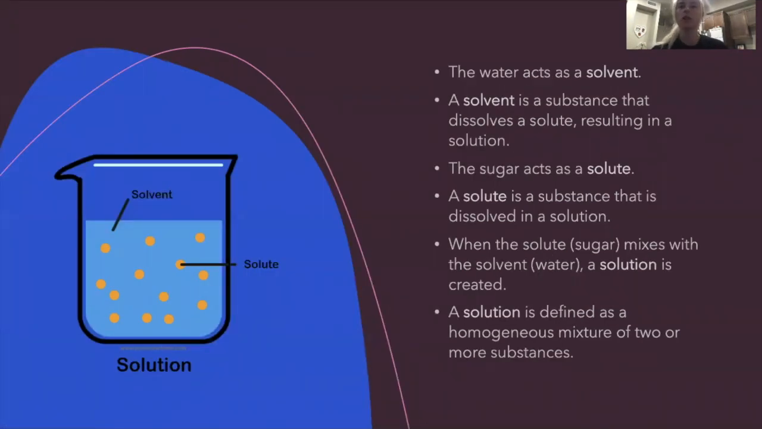The water acts as a solvent. A solvent is a substance that dissolves a solute, resulting in a solution. The sugar acts as a solute. A solute is a substance that is dissolved in a solution. When the solute, sugar, mixes with the solvent, water, a solution is created. A solution is defined as a homogeneous mixture of two or more substances.